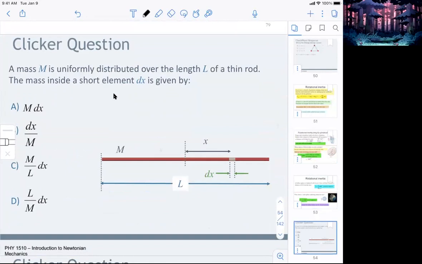But before we do that, let's set it up. We have an overall mass M, which is uniformly distributed over length L. The mass inside a short element dx is given by which of the following choices? So we want to know this little mass dm, and how it is related to dx.